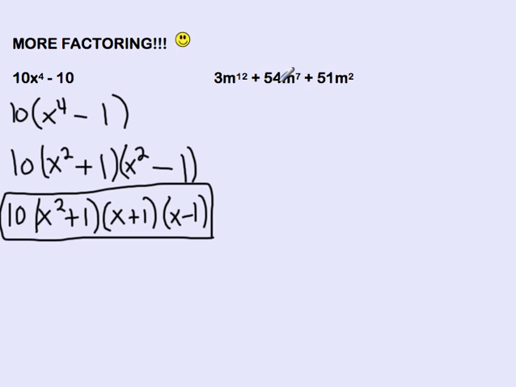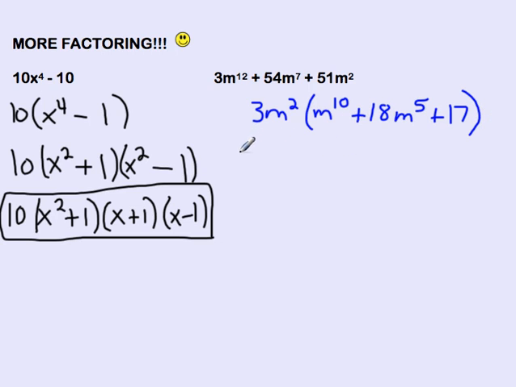Okay? Moving over to this last one, I can take out a 3. Notice all the terms have an m, so I can take out an m, and I'm going to take out m squared because the squared is the smallest exponent. Now what am I left with? In the first term, I'm left with m to the 10th, plus 3 goes into 54 18 times, and I'm left with m to the 5th, and then I have plus 3 goes into 51 17 times. And I took out the m squared, so that would be the end of that part of the factoring.